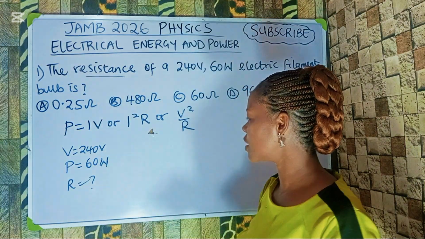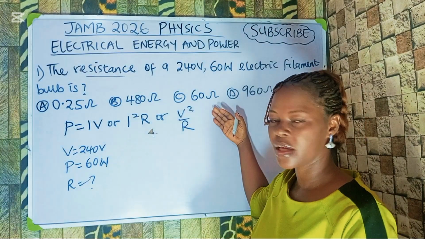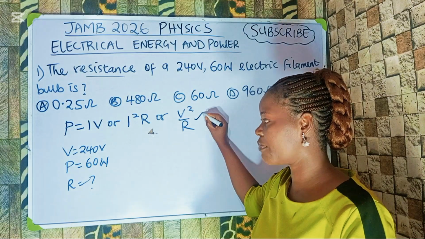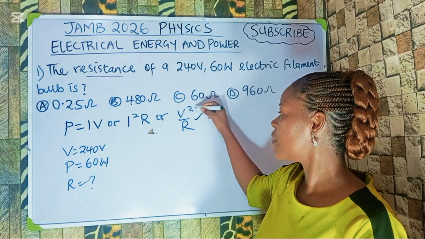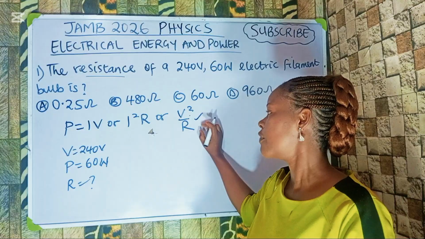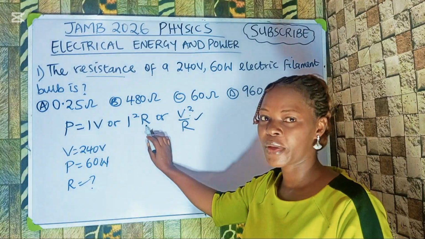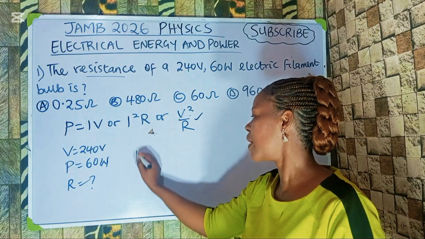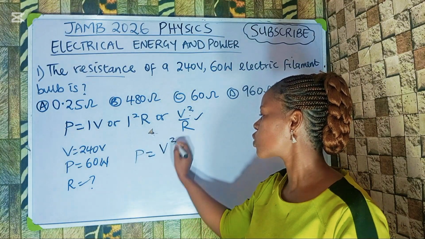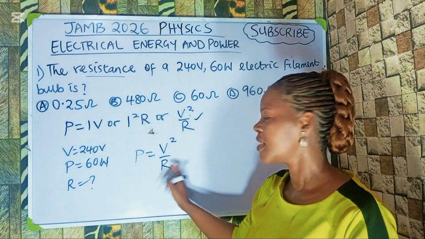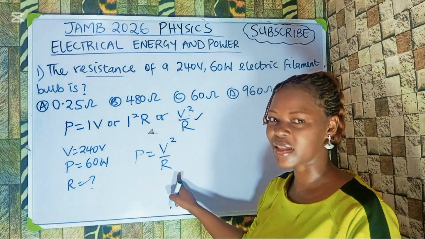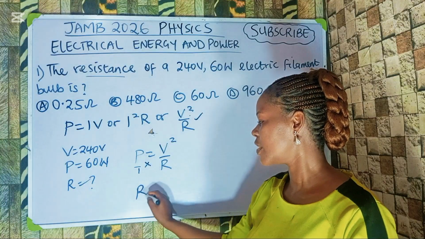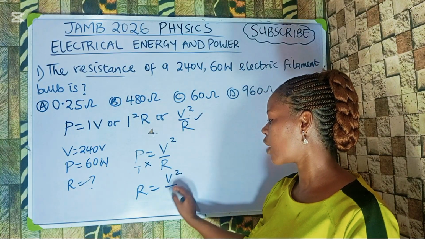Now looking at this question, we have the equations given. You can agree with me that this is the equation that will best fit for this question, because we have power, which we have already. We have potential difference, and we're looking for resistance. This cannot go because we don't have current in this particular question. Is that clear? All right, so I will say that power is equal to V squared over R, right? Now because I want to make resistance the subject, I will cross multiply. That means resistance is equal to V squared over P.